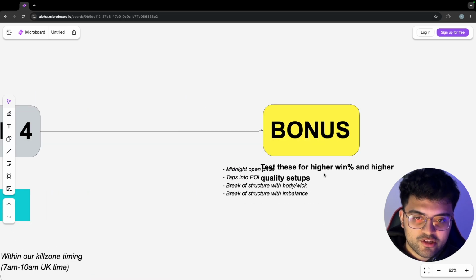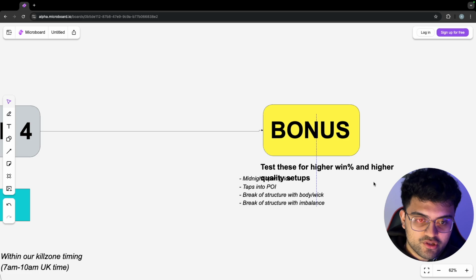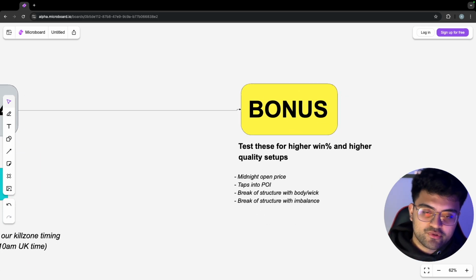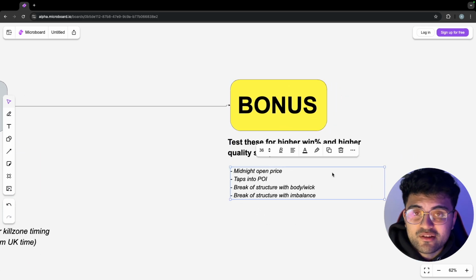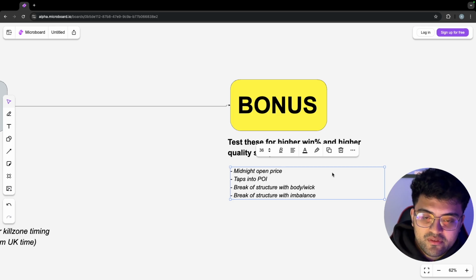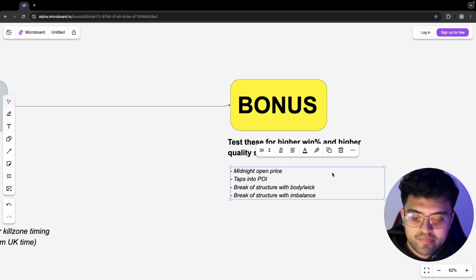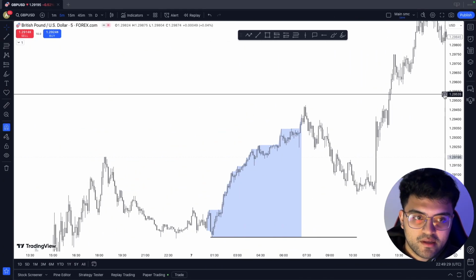Now, if we go to bonus sections, these are some things which you can test to potentially increase your win rate. So midnight open price, I've mentioned this quite a bit in my previous videos. Midnight open price is basically just the price at midnight. It should be 5 a.m.